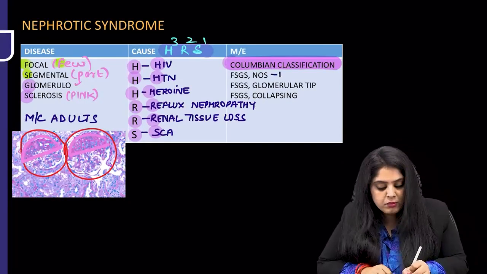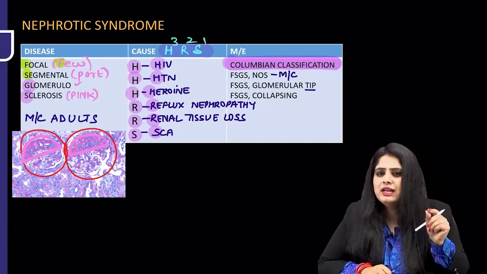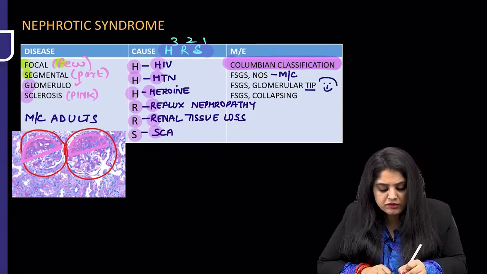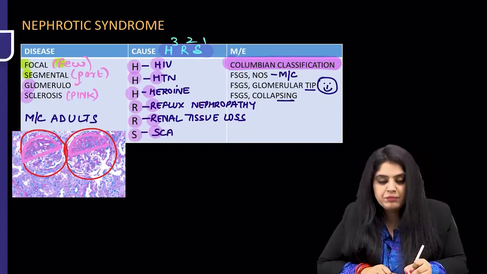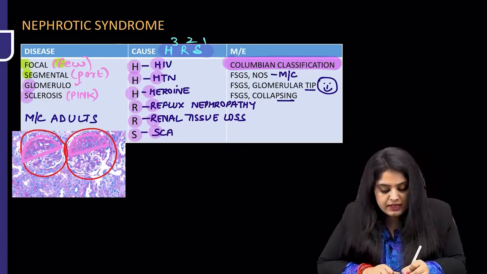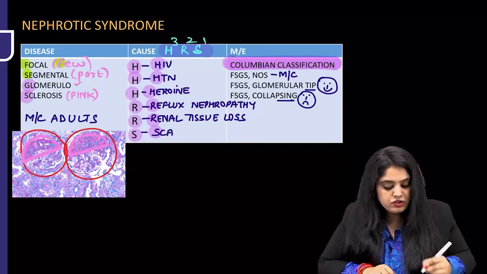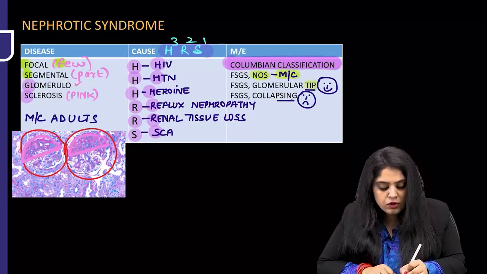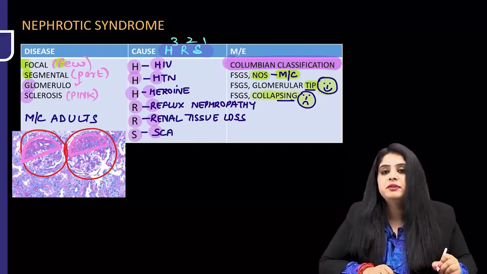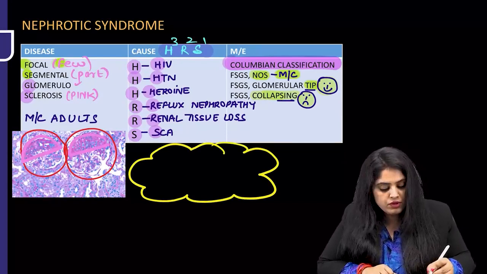FSGS NOS is the most common type out of these. FSGS glomerular tip, when only the tip is affected. Tip matlab chota sa. This means it has a good prognosis. And when FSGS is collapsing, the full kidney has collapsed, glomerulus has collapsed, it's sounding very, very deadly. So this is going to have the worst prognosis. Bas itna yaad rakhna hai that FSGS NOS is the most common, glomerular tip is very, very good, and collapsing type is going to be very, very bad.